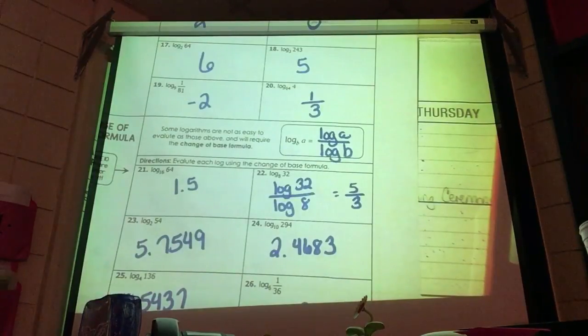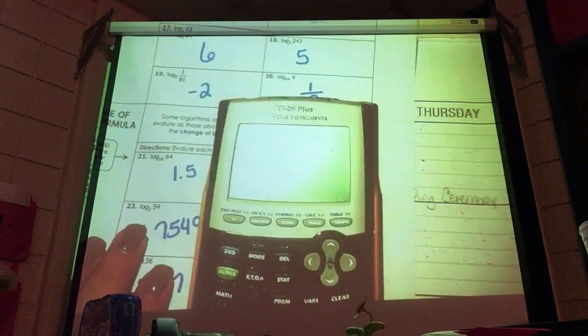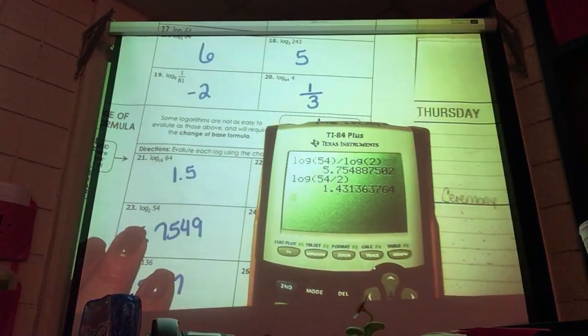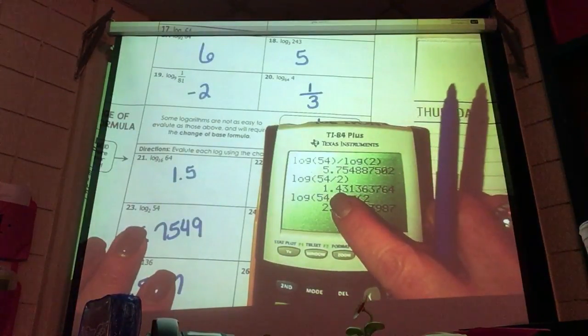All right, so I want you to look at something. I was telling you to put these in your calculator because I'm going to go right here to number 23. You put that in as log of 54 close divided by the log of 2, and you get this. If you do log of 54 divided by 2, you get that. Are they the same? No. That is why you have to close this parentheses right here at the 54. That is why I wanted you practicing doing this.